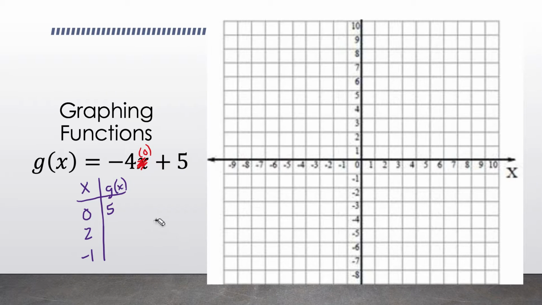All right, so moving on to our next value. Our next value is 2. So where there's an x in my function, I'm going to plug in a 2. So I'll have negative 4 times 2 plus 5. Negative 4 times 2 is going to be negative 8 plus 5. Negative 8 plus 5 is going to be negative 3.